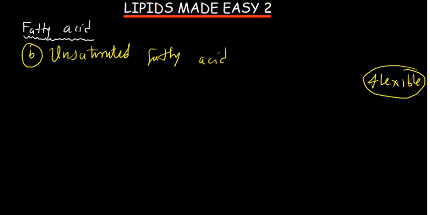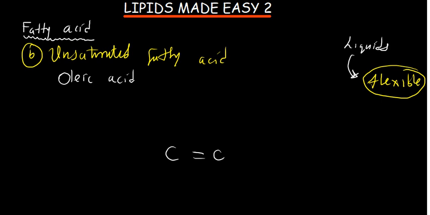Okay, again, whenever you hear of unsaturated fatty acid, what should come in your mind is oleic acid. And this one is very easy to know because think of oil. Unsaturated fatty acids are liquids at room temperature. Why are they liquids? Because they are flexible. You have a carbon bonded to a carbon, which means that this carbon already has two bonds. For it to be stable, it only needs two more bonds. So it has a bond here and a bond here. Even this one is going to have a bond here and a bond here.